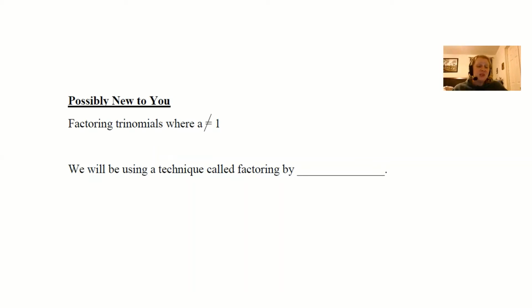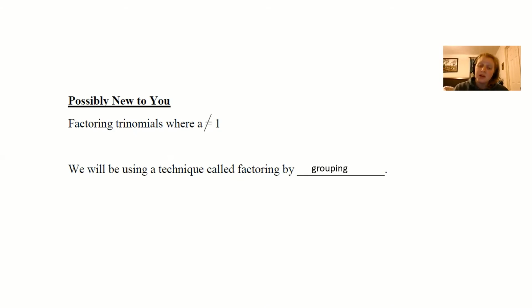All right, so new scenario. I would imagine this is new for most kids. What do you do if you have a trinomial, and you got the x squared, the x, and the constant, but that a value is not 1? So you have a number in front of your x squared and you can't do anything to get rid of it. There is a trick we can use, and it's called factoring by grouping.